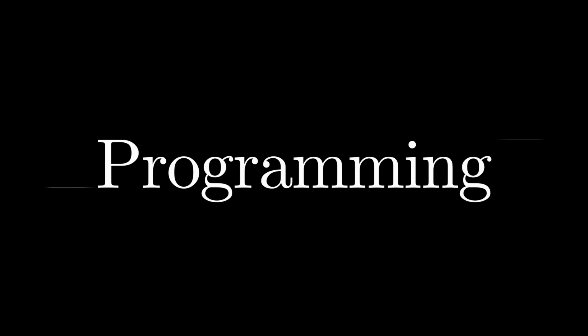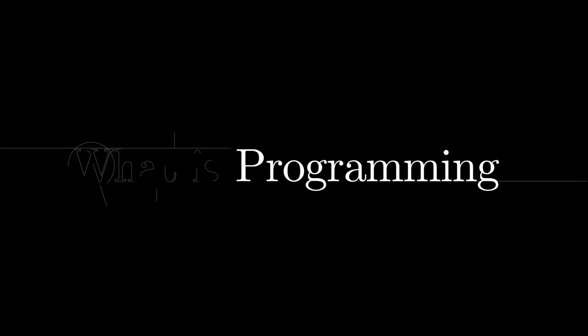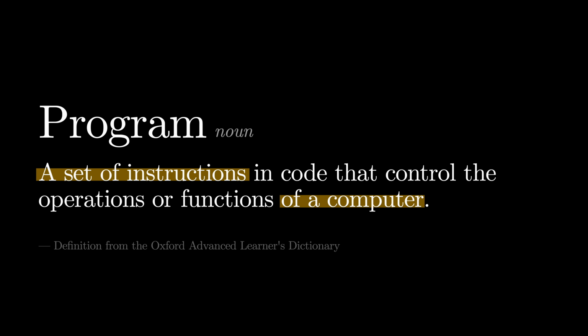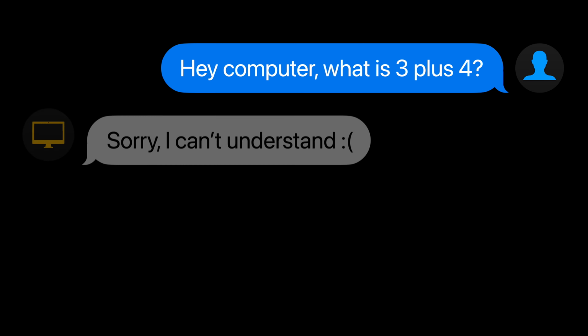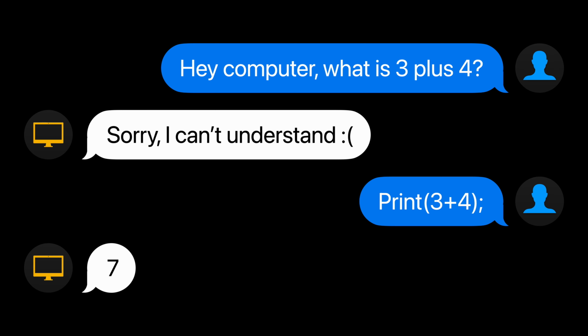Programming, the backbone of our digital world, powers everything from websites and games to AI chatbots. Before we start learning it, we need to answer a fundamental question. What is programming? A program is a set of instructions that tells a computer what to do. However, computers don't understand human languages, so we use code, their special language, to communicate with them.